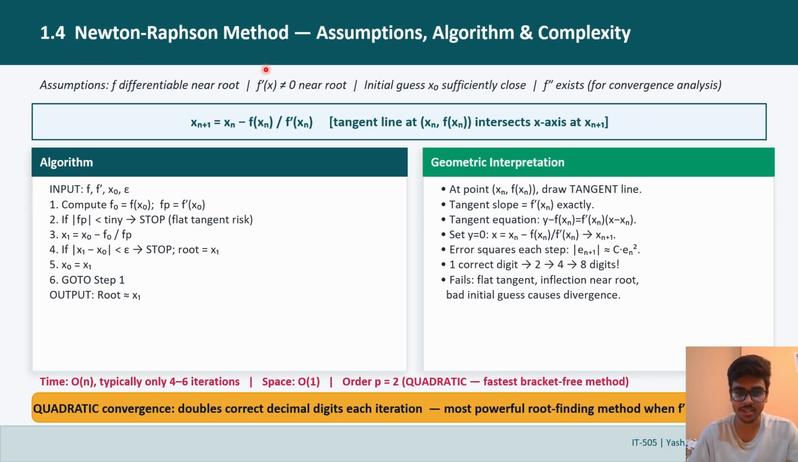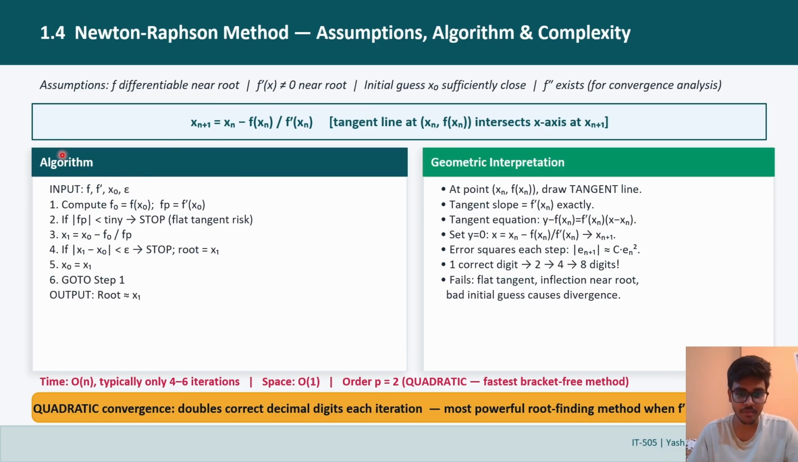Newton-Raphson method, our assumptions. F is differentiable near the root. The derivative f prime of x is not 0 near the root. The initial guess x0 is sufficiently close to the root. F double prime exists for convergence analysis. The formula is x of n plus 1 equals x of n minus f of xn divided by f prime of xn. This is the x-intercept of the tangent line to the curve at the current point.